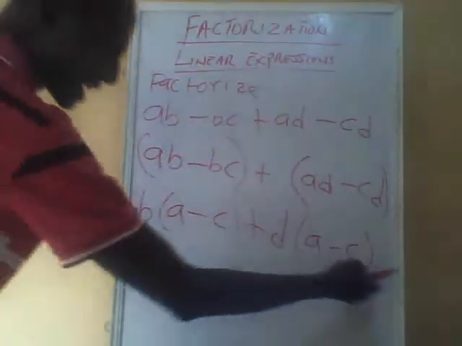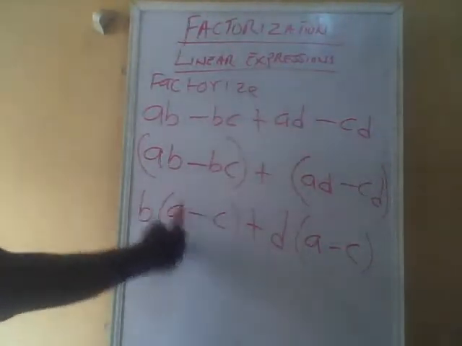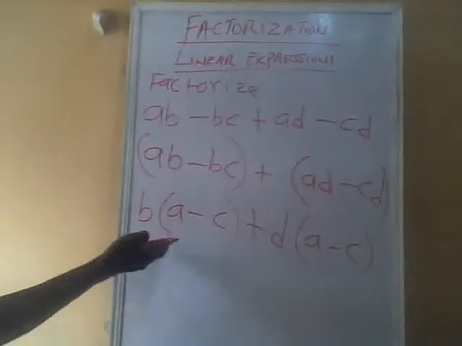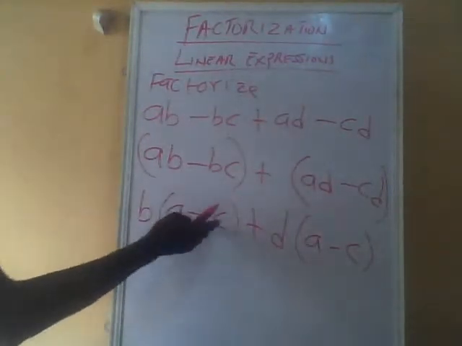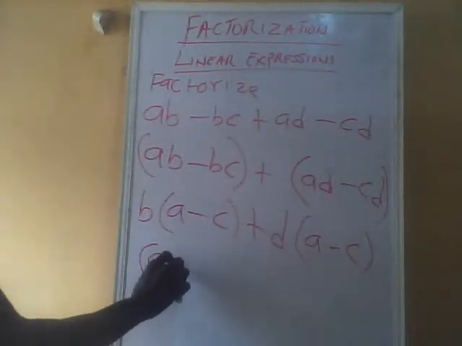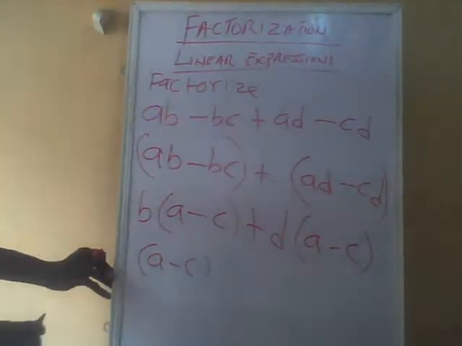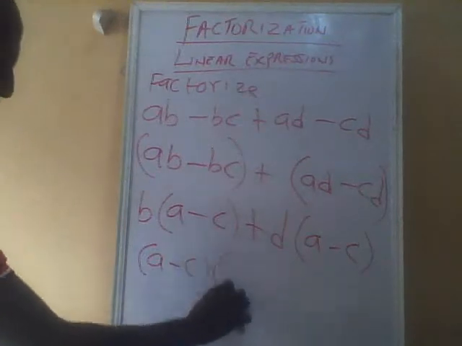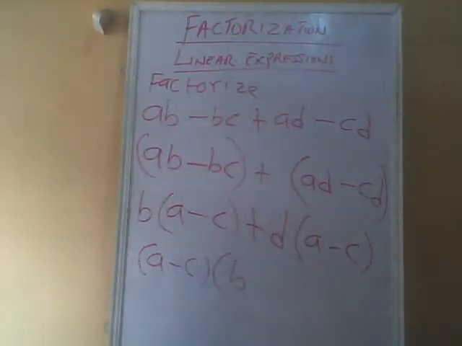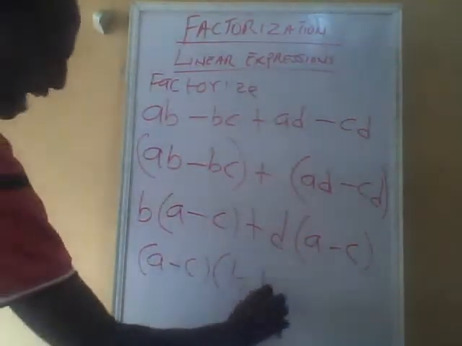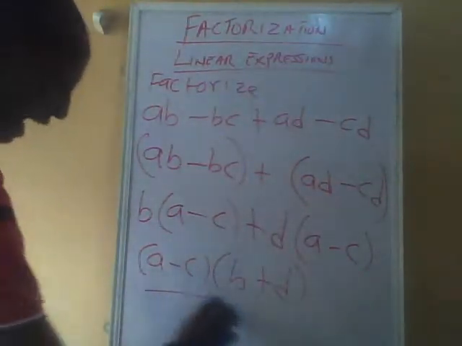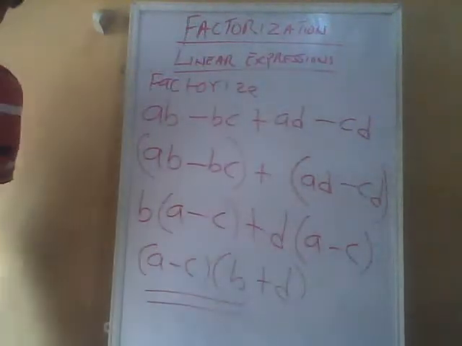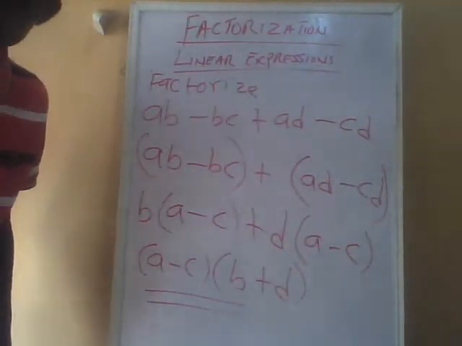You will now factorize this again. What is common to B bracket A minus C plus D bracket A minus C? What is common to the two of them is A minus C. So I'll put it out. A minus C. If B bracket A minus C divides this, I will have B left. And if this divides this, I will have plus D left. I have successfully factorized this. I hope this is clear.